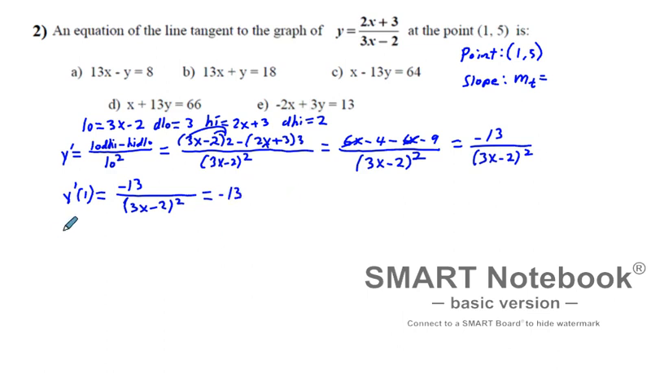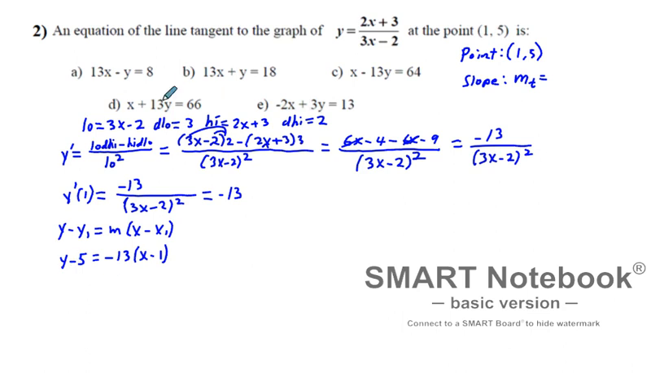So using our point slope form, which is y minus y1 equals m times x minus x1, we're going to have y minus 5 is equal to m, which we found to be negative 13, and we have x minus 1. And you see we have all these different forms in here. Let's go ahead and just kind of simplify.